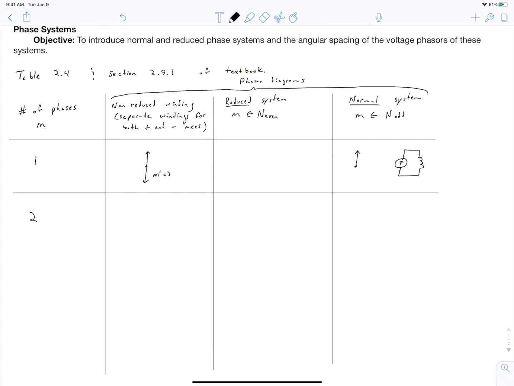The next case is a two-phase winding. And when we draw the non-reduced system, we again are showing both the positive and negative phasors because we have a phase winding for both positive and negative. And again, this is redundant. So we have 4 phase windings, but we actually only need 2. And in this case, this is called a reduced system because m is even. And so our phasor diagram would look like this for the reduced system.